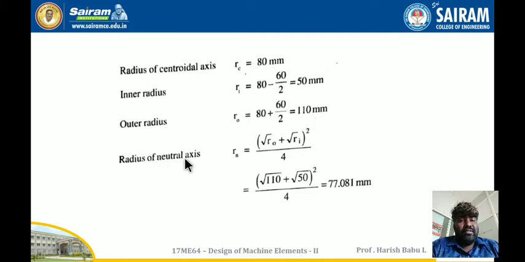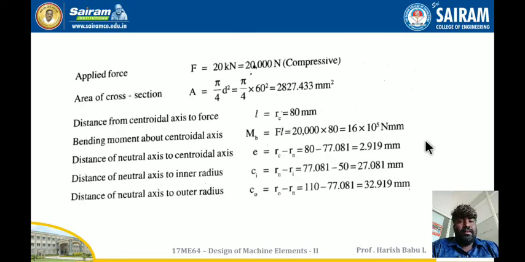So the radius of the neutral axis, I'm going to take from the data handbook. Rn is equal to root of R0 plus root of Ri, the whole square divided by 4. So I'm going to get the Rn value as 77.081 mm. The upright force given is 20 kilonewtons. That is the compressive one, since the frame will be compressed. So the inner fiber goes for compressive and the outer fiber goes for tensile.